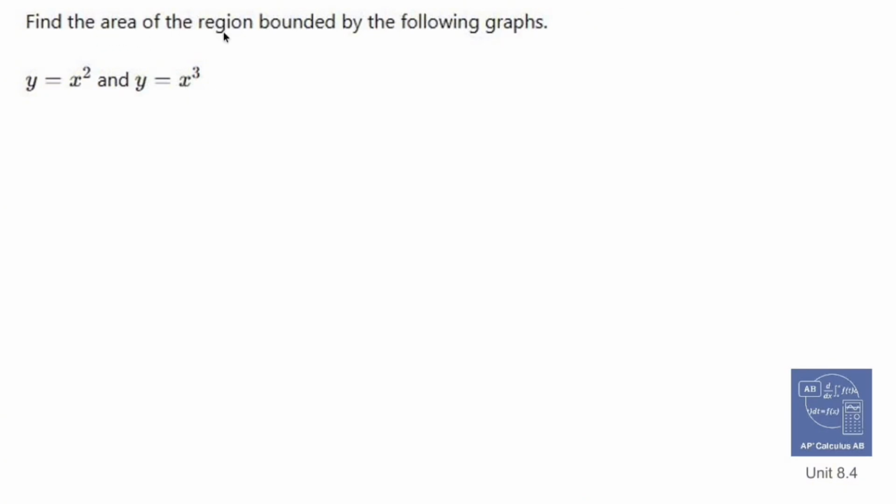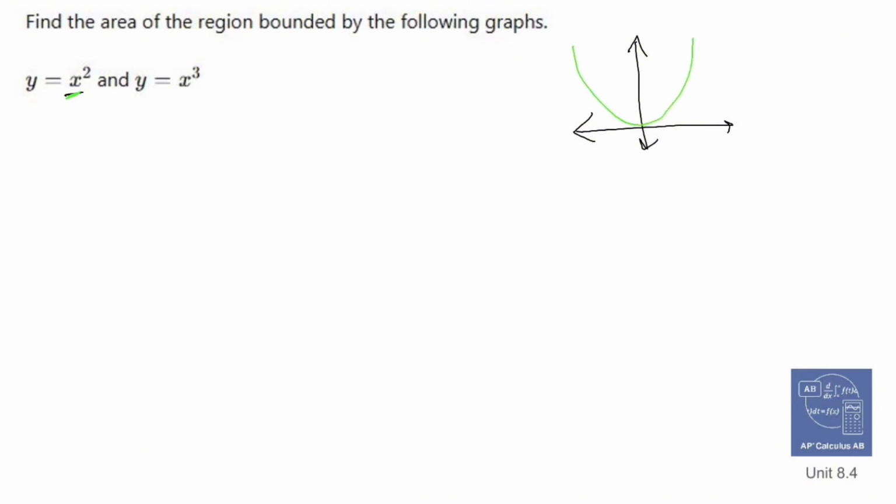Find the area of the region bounded by the following graphs. We have y equals x squared and y equals x to the third. So we kind of know what these look like. X squared is just a little parabola. If I were to graph this over here, x squared is a parabola, so I'll make it green. It looks something like this.